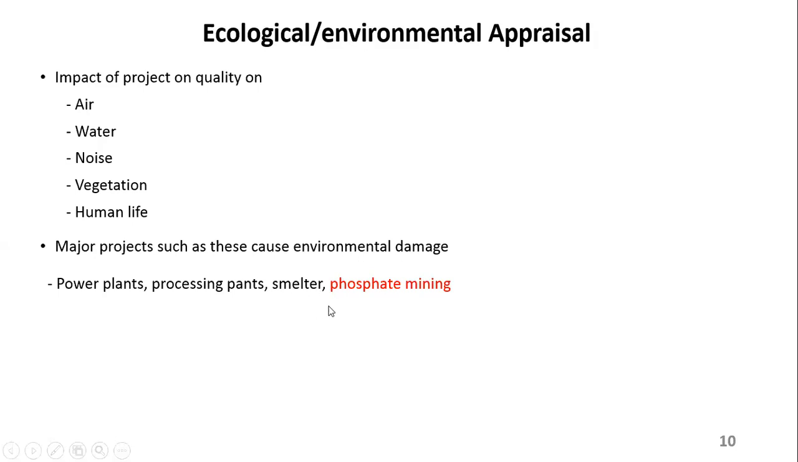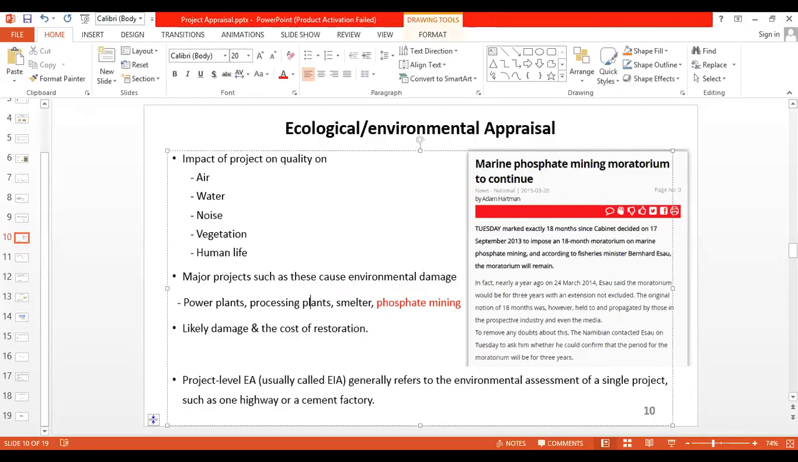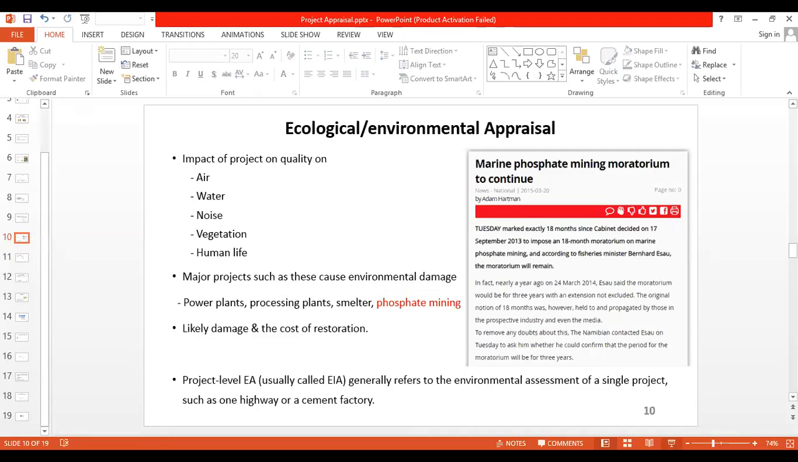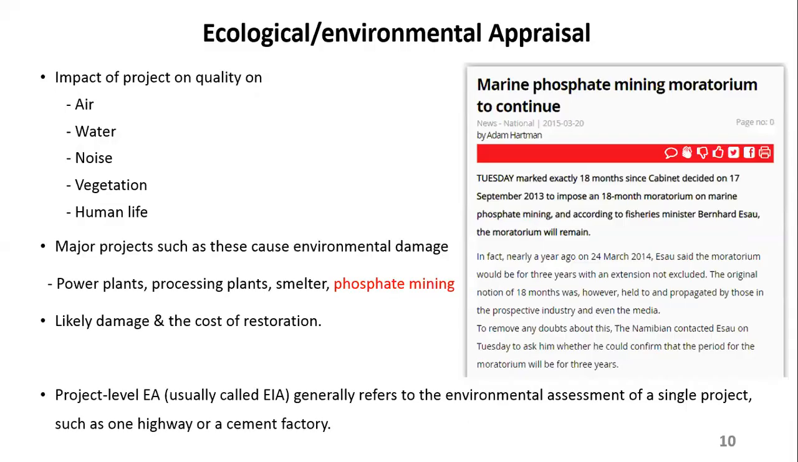smelters, and phosphate mining. As you probably all know, there's an issue now being placed on phosphate mining. They've already placed a moratorium on phosphate mining, which you might be aware of. If you had considered this in the initial phase of the project, before you even start working on it, you could have done what we call the project level environmental assessment, also referred to as the environmental impact assessment. So you can assess the impact of that project on the environment.